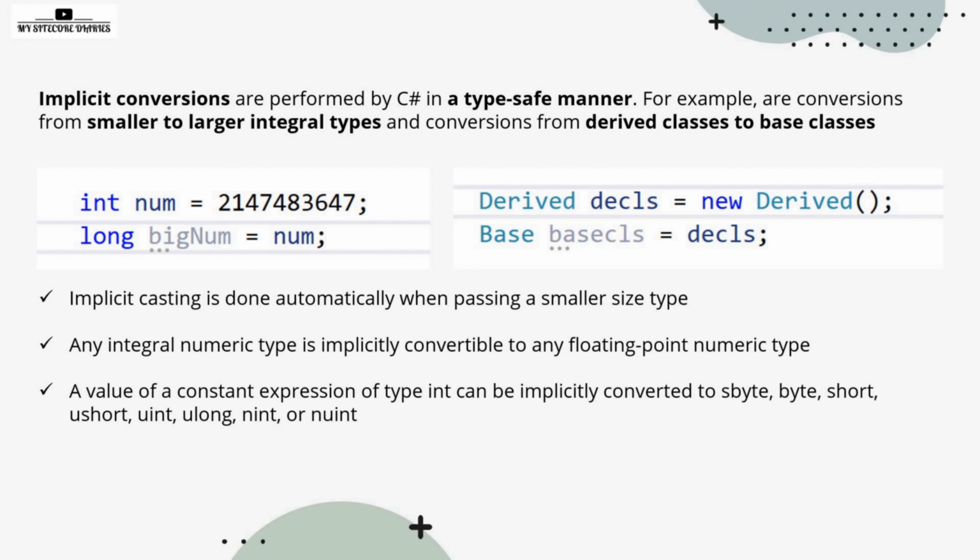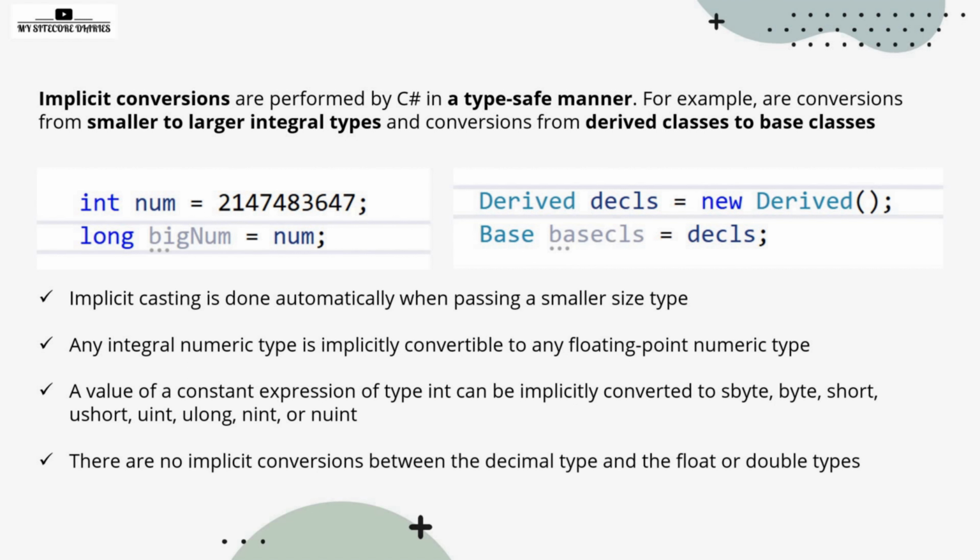A value of a constant expression of type integer can be implicitly converted to sbyte, byte, short, uint, ulong, nint, or nuint. So this is a simple example, like smaller to larger, right? Whatever the smaller type, if it is moving to the larger type, then it is automatically done, and that is called an implicit conversion. There are no implicit conversions between the decimal type and the float or double type.